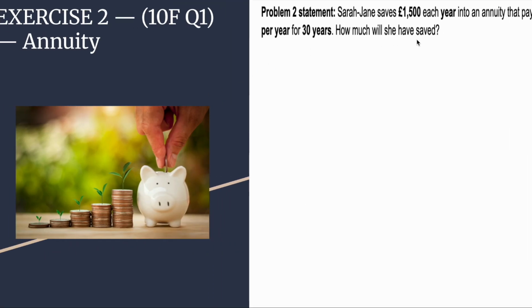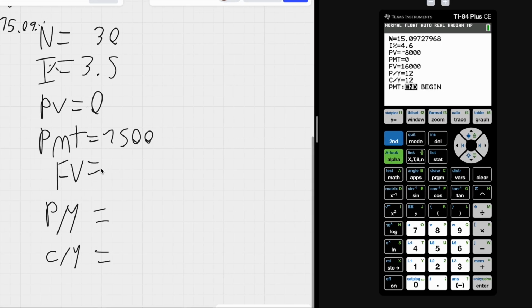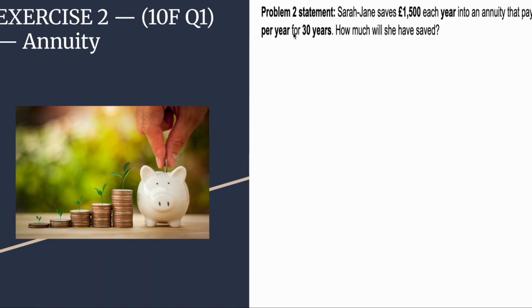What are we trying to find here? How much she will have after 30 years, which is the future value. So we're gonna put this to 0 and find this variable. And payments per year and compound per year is 1 because she's not making any compound monthly or anything like that.